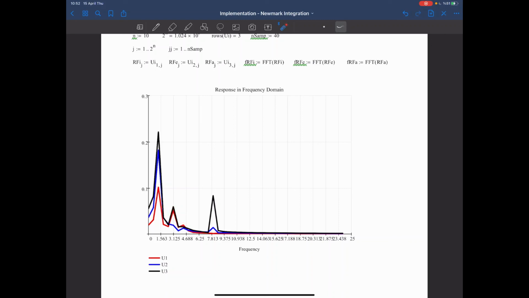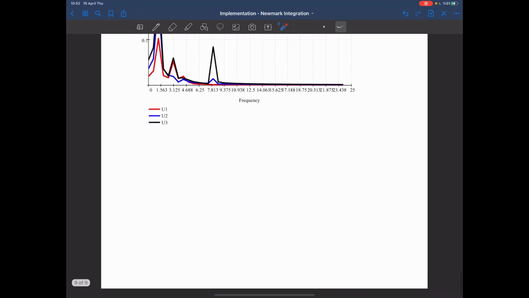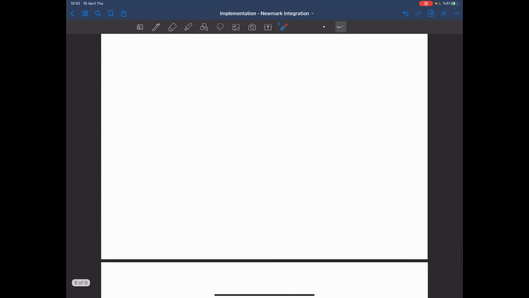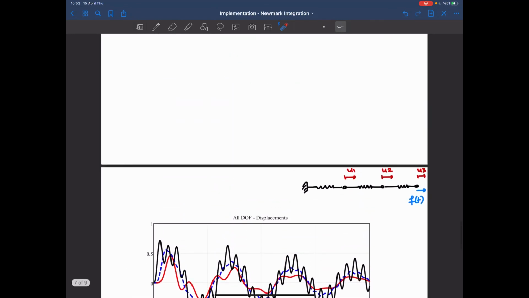The second natural frequency is not effective in U2, so I see the effect of the first mode and the third mode mainly in U2. So that's mainly it about the integration algorithms, the dynamic analysis in the time history domain.